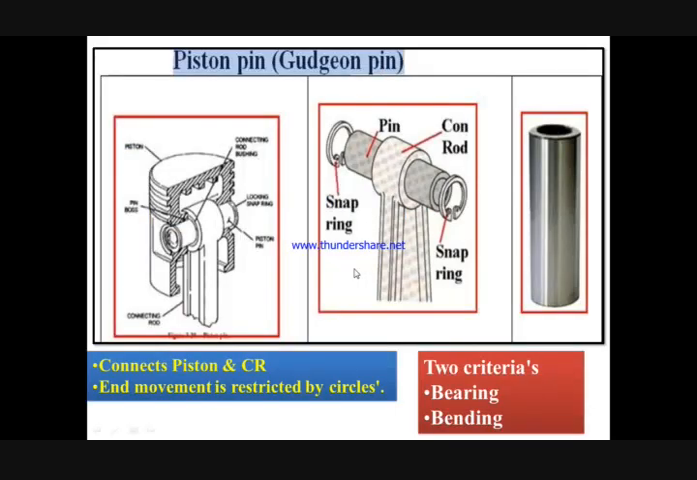Next is the piston pin, also called the gudgeon pin. Here you can see the piston pin. This piston pin is used to connect the piston and the connecting rod. End movements are restricted by circlips, so by having the circlip at the ends, motion in this direction is prevented or restricted. This is designed by two criteria: first bearing, next bending. Sometimes we also use the shear criterion.